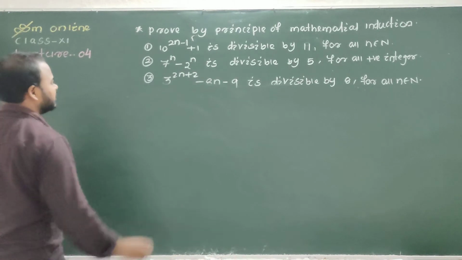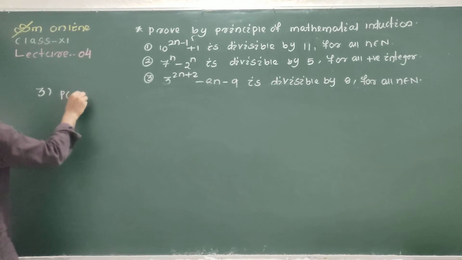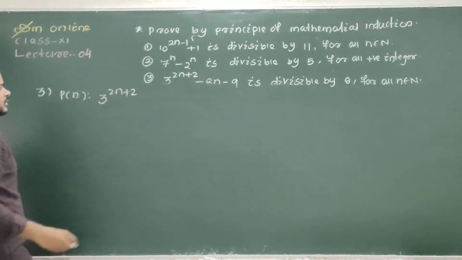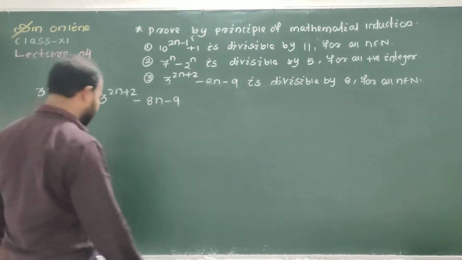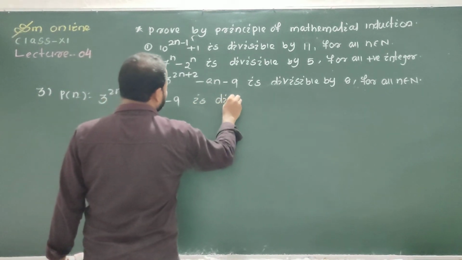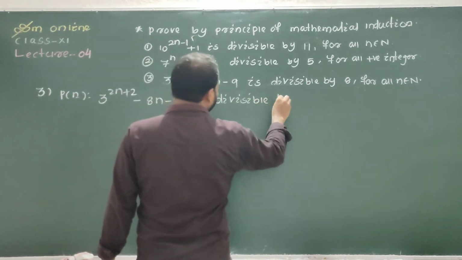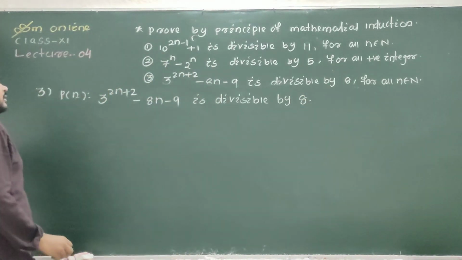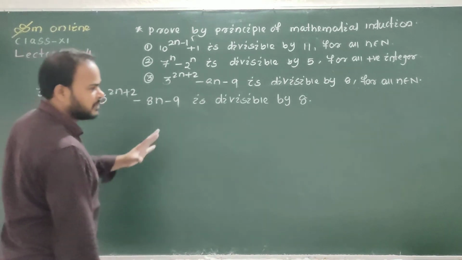Question number 3: prove that P(n) is such that 3 to the power 2n plus 2 minus 8n minus 9 is divisible by 8, for all n belonging to natural numbers.